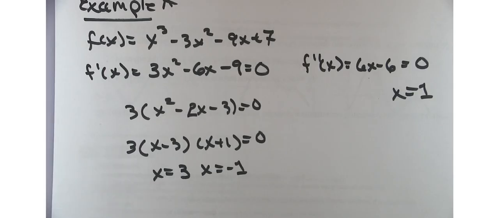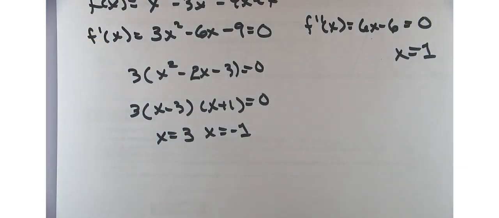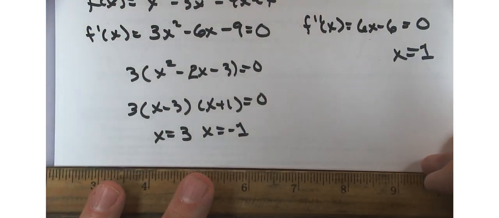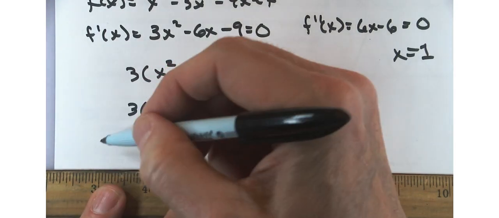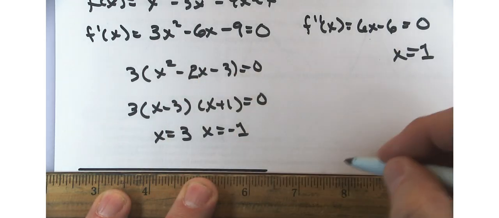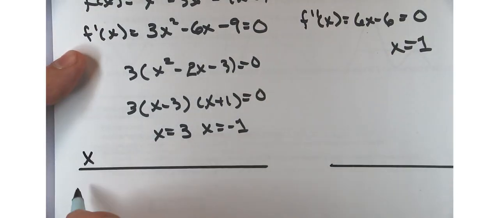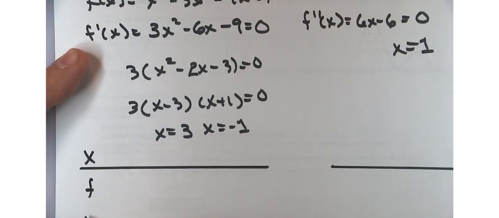Now that in and of itself doesn't tell me a whole lot about the function. It's telling me where the derivative is 0. In other words, you've got a horizontal tangent line, but it's not telling me where it's increasing or decreasing, concave up, concave down. So let's add a little bit more to this. I'm going to draw myself a nice little table. I suggest you do likewise. Actually, two tables. One for this one, one for this one. So we're going to write down a couple things: x, f, and f prime.